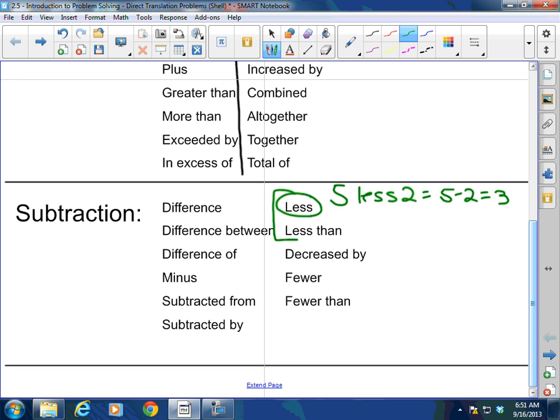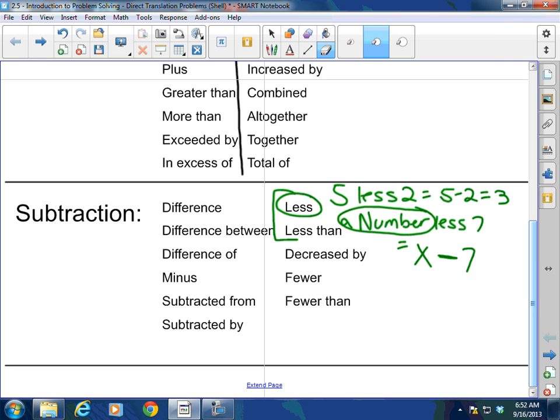If I say a number less 7, that's going to equal a number. That's an unknown. We don't know what that is, so that's x or n or w, whatever you want to call it, less minus 7. Okay, a number less 7. Less just means subtract, minus. Straight up, no tricks.